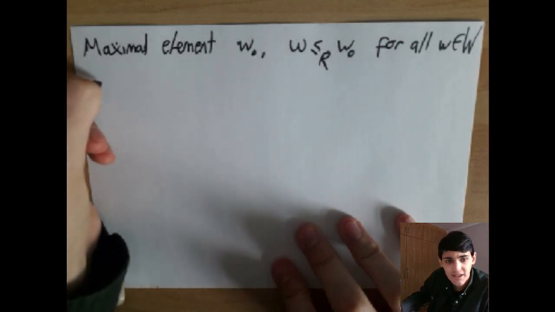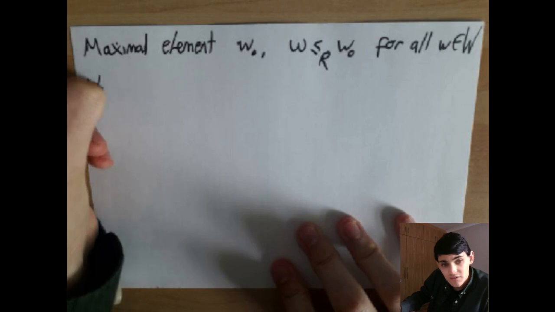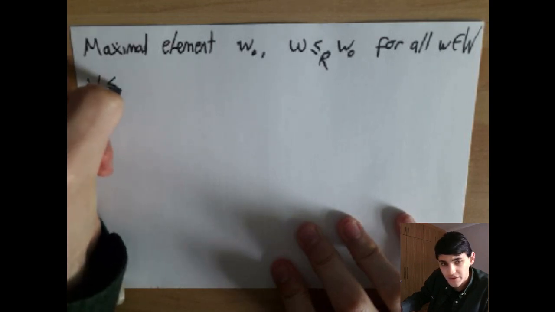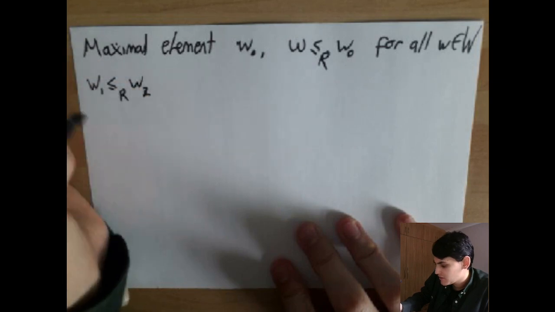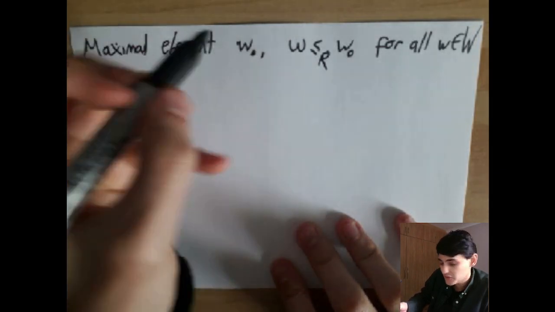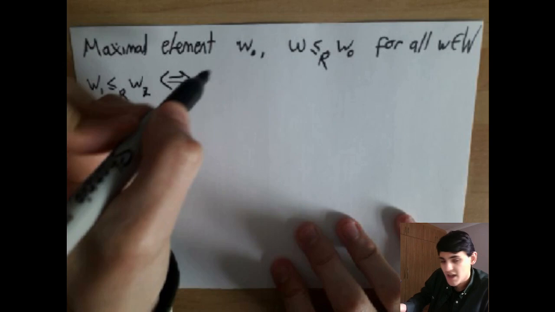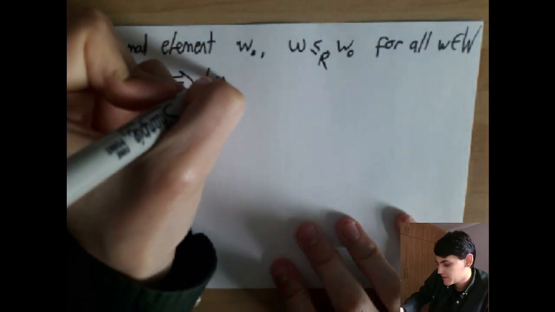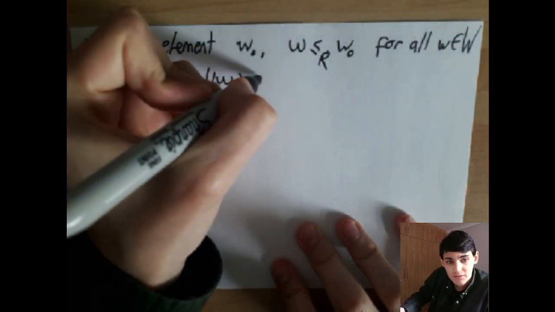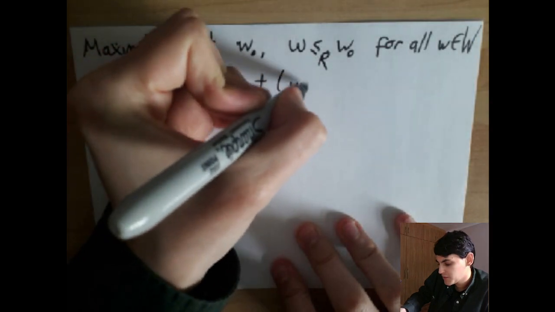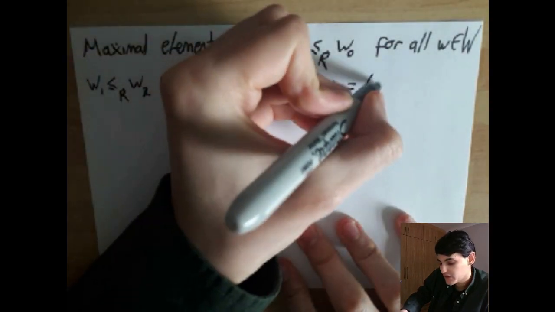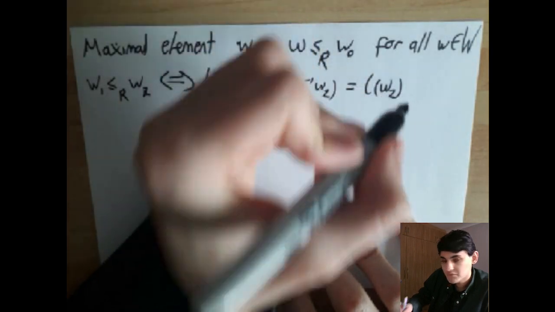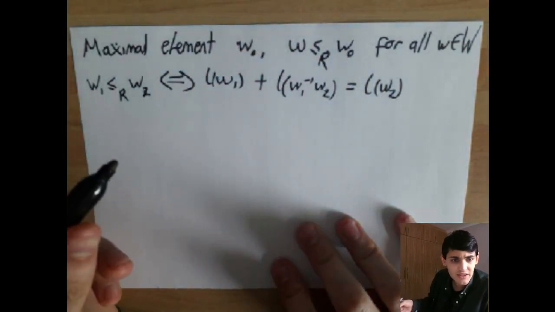We also have a length rule like we did for the Bruhat order, so W1 is less than or equal to W2 if and only if the length of W1 plus the length of W1 inverse times W2 equals the length of W2.